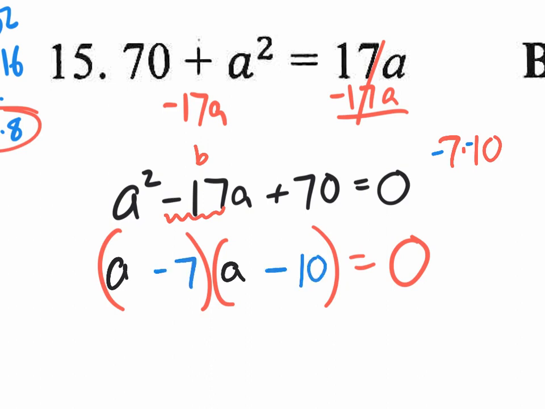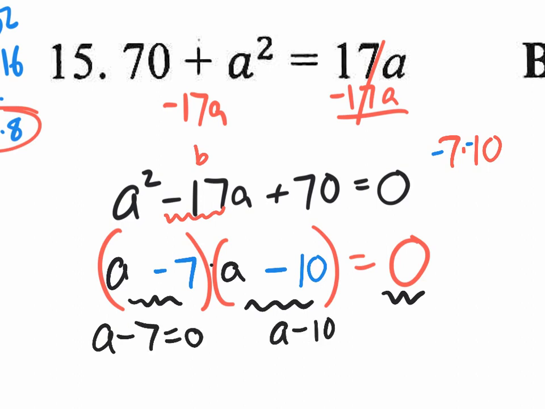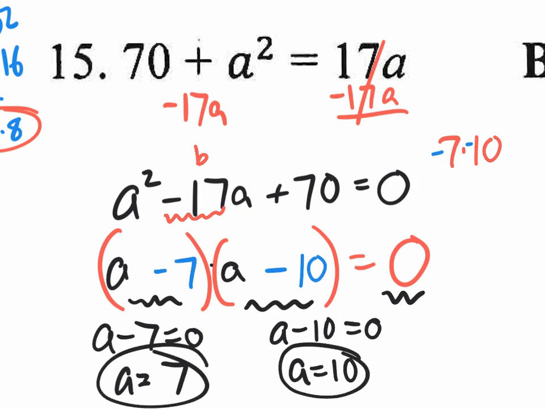When we split them, because of zero product property, something times something equals 0. The first something could be 0, and the second something could be 0. That means that you get two answers. a equals 7, and a equals 10. Those are both answers right there. And you need both to get full credit.